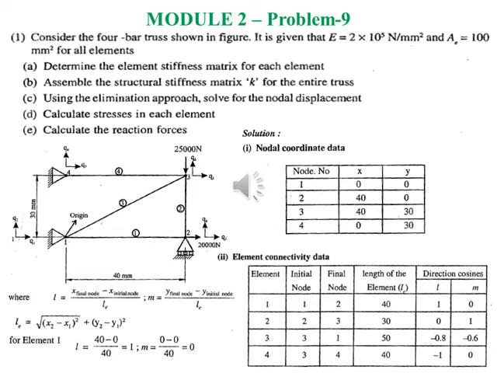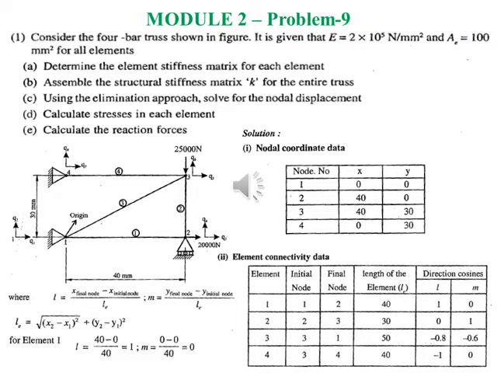So we shall see a truss problem now. So this is the problem definition. Consider a 4-bar truss shown in figure. It is given that E is 2 into 10 power 5 Newton per millimeter square and A is 100 millimeter square for all the elements. Determine the element stiffness matrix for each element. Assemble the elemental stiffness matrix for the entire truss. Using the elimination approach, solve for the nodal displacement, calculate stress in each element, and calculate reaction forces.